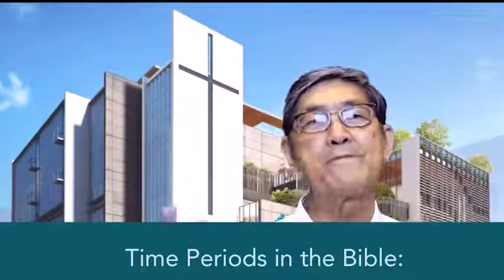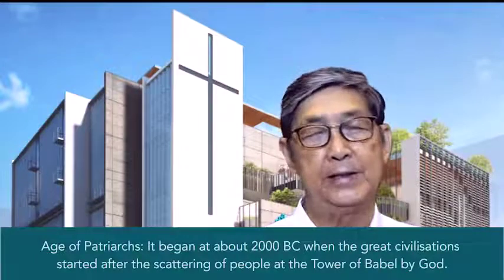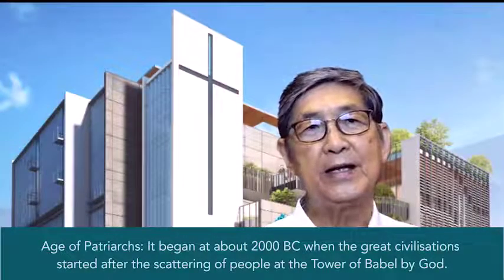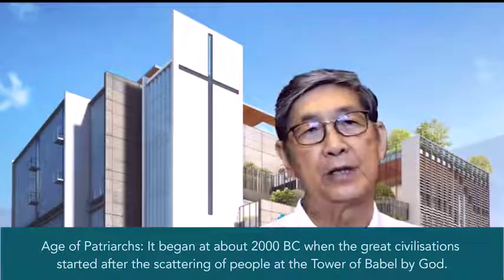Now let's look at a time frame. The patriarchs, like Abraham, lived at about 2000 BC. 2000 BC is the time when the great civilizations of the world came about: China, Indus Valley, India, Egypt, right? So basically after the Tower of Babel, they spread, they went to some rivers where there was fertile land, and then people started to build civilizations, all right? So 2000 BC, Abraham. Then we call that the age of the patriarchs.